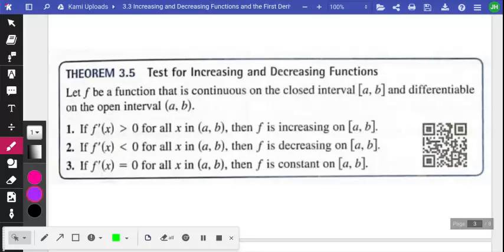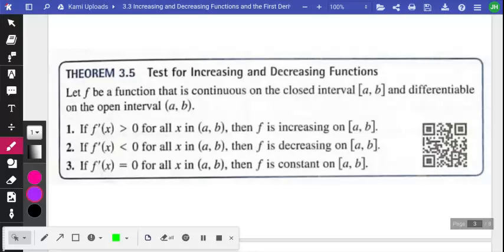Now we can actually test for increasing and decreasing using a couple of different things. If we have a function that's continuous, meaning if I trace it my pencil doesn't get picked up, on a closed interval [a, b], and it's differentiable, meaning I can take the derivative of it, on the open interval (a, b), we have these three things. If f prime of x is greater than 0, so if that output is above 0 for all x values in the interval (a, b), then f is increasing on [a, b]. So if the first derivative is positive, it must be increasing during an interval.